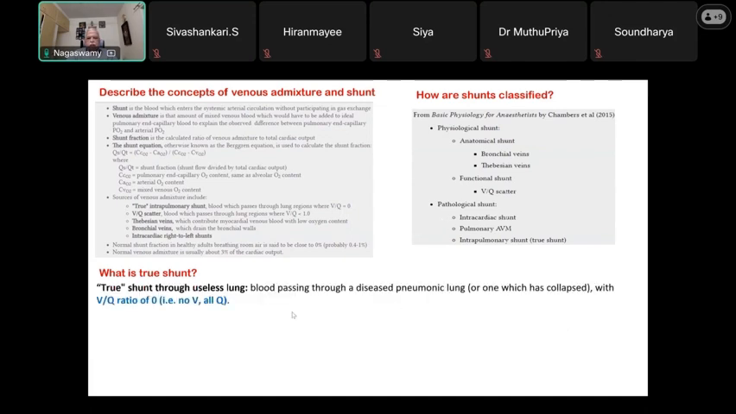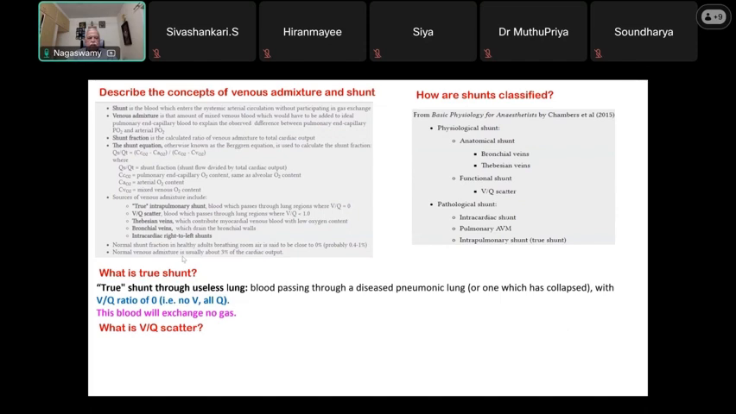So, true shunt: blood passing through diseased pneumonic lung with no oxygenation at all. Ventilation is zero and only blood flow is happening. That is called the true shunt. So the blood goes as venous blood to the common pool. This blood will exchange no gas.